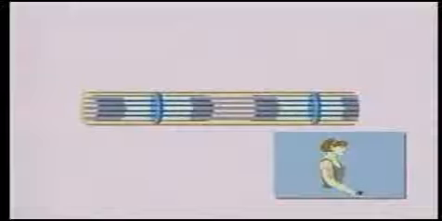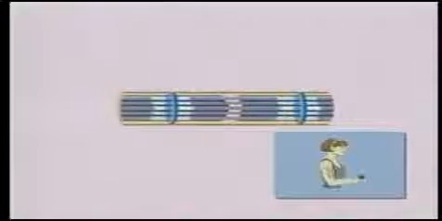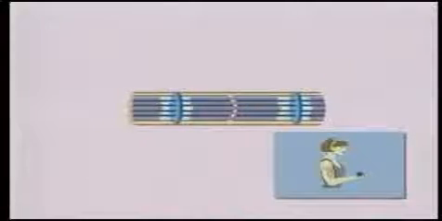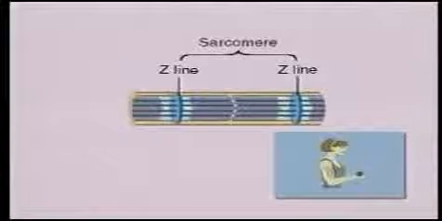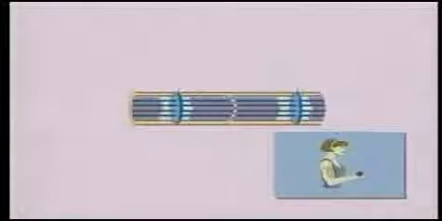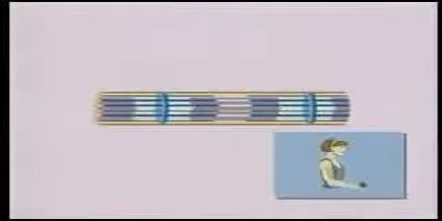As the muscle contracts, the thin filaments are pulled toward the middle of the sarcomere until the thin filaments almost completely overlap the thick filaments. The Z-lines are pulled together, shortening the sarcomere. As a result, the muscle shortens. When the muscle relaxes, the sarcomere lengthens again.